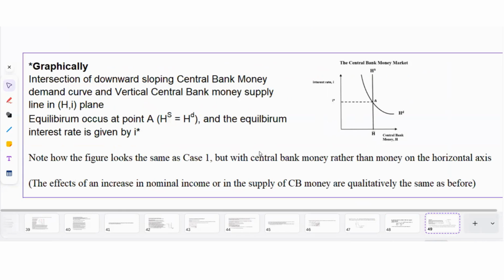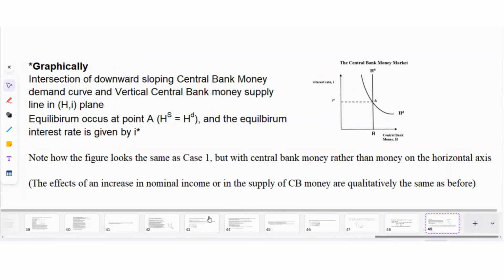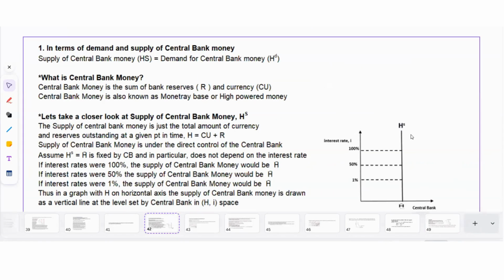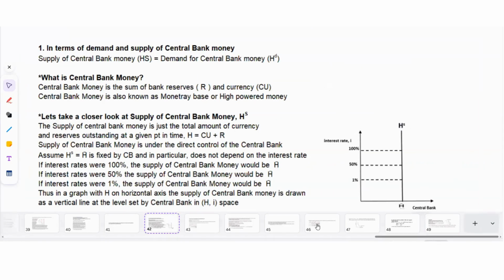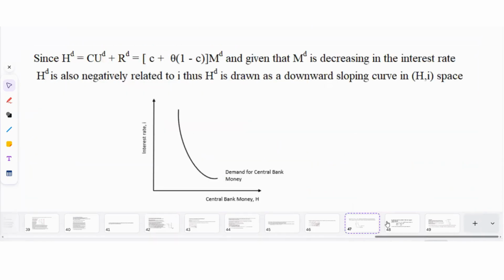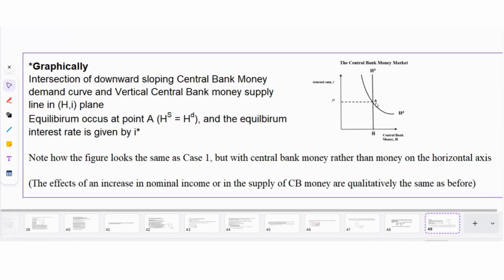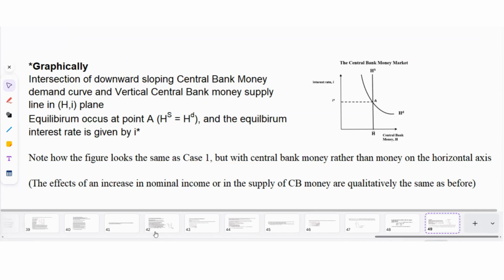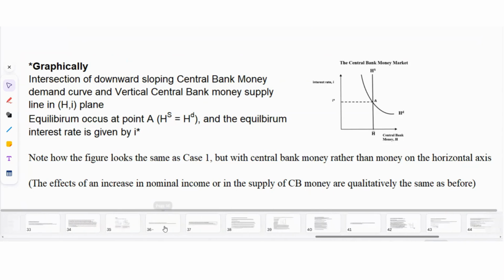Graphically, equilibrium in this model is given at the intersection of the downward sloping central bank money demand curve and the vertical central bank money supply line. We've already talked about the supply of central bank money being drawn as a vertical line, and the demand for central bank money as a downward sloping curve. So equilibrium is at the intersection because that's where HS is equal to HD. Right, so equilibrium occurs at point A, where HS is equal to HD, and the equilibrium interest rate is given by I star. So now if you note, this figure looks the same as in case 1, but with central bank money rather than money on the horizontal axis.